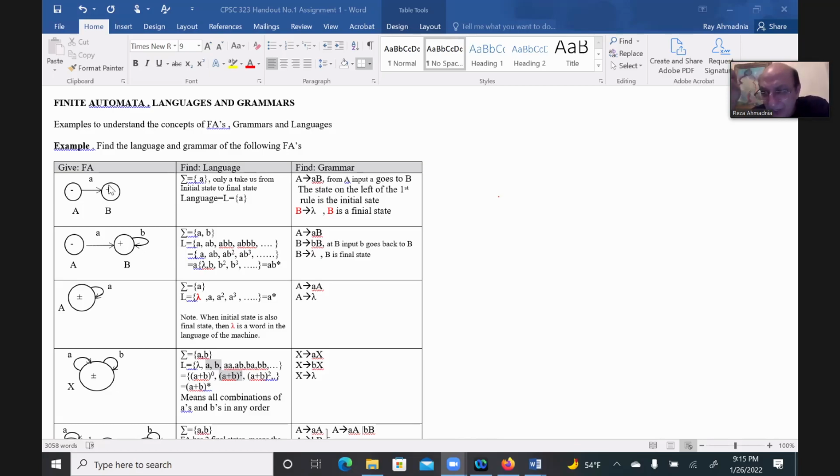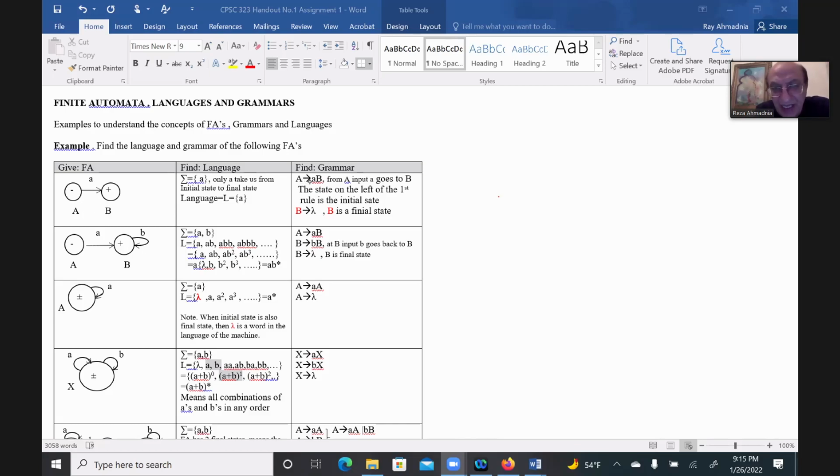It means, what can I drop from the initial state to end up at a final state here? The only thing I can drop in this machine is A. If I drop A in the machine, I end up at the final state. Therefore, the language of this machine is A, because A is the only input I can use to take me from the initial state to a final state. Got it?